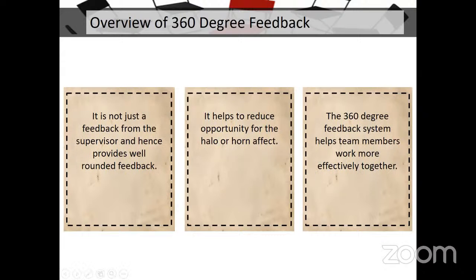It's not just feedback from the supervisor, and hence it provides well-rounded feedback. Like I said, look at a circle: you're getting feedback from everybody who surrounds that specific employee. And of course, because of that, you're able to prevent the halo or the horn effect. This is whereby you say, wow, I know Irene, she talks too much. I know Daniel, they do that.